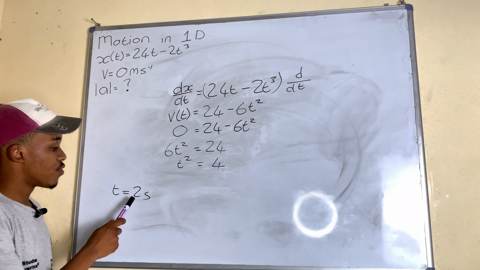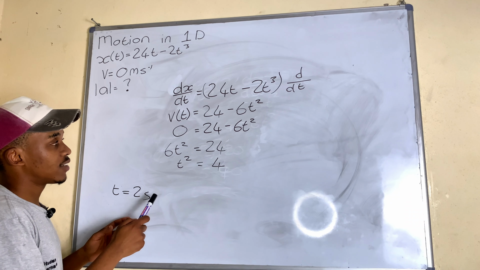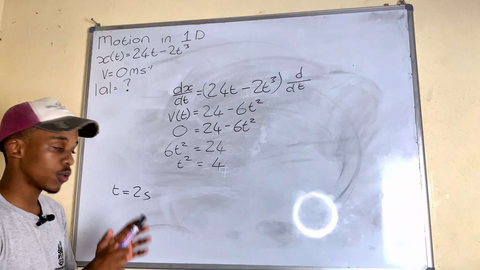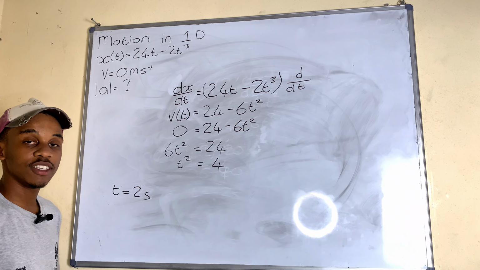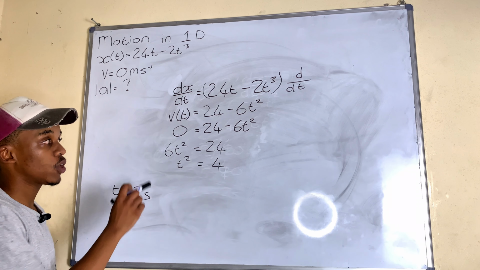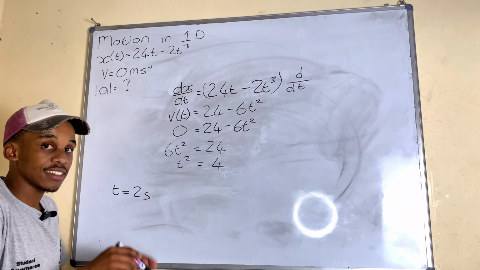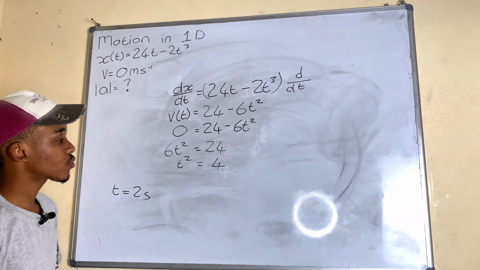And so now we've found that when our velocity is equal to 0, the time is equal to 2 seconds. Or when our velocity is equal to 0, it is at t is equal to 2. Alright.